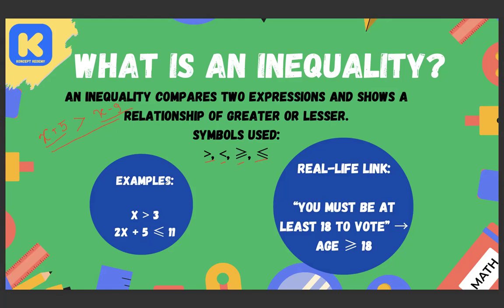There are a lot of examples, and you will get more in the upcoming videos. But for now, we have two: x is greater than 3, and 2x plus 5 is smaller than or equal to 11. So this is an inequality.